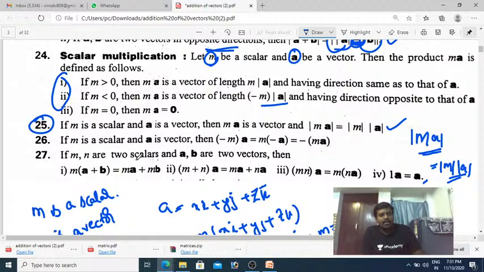If m, n are two scalars, there is one more property. If m is a scalar and a is a vector, then minus m of a is m of minus a, equals minus of ma.